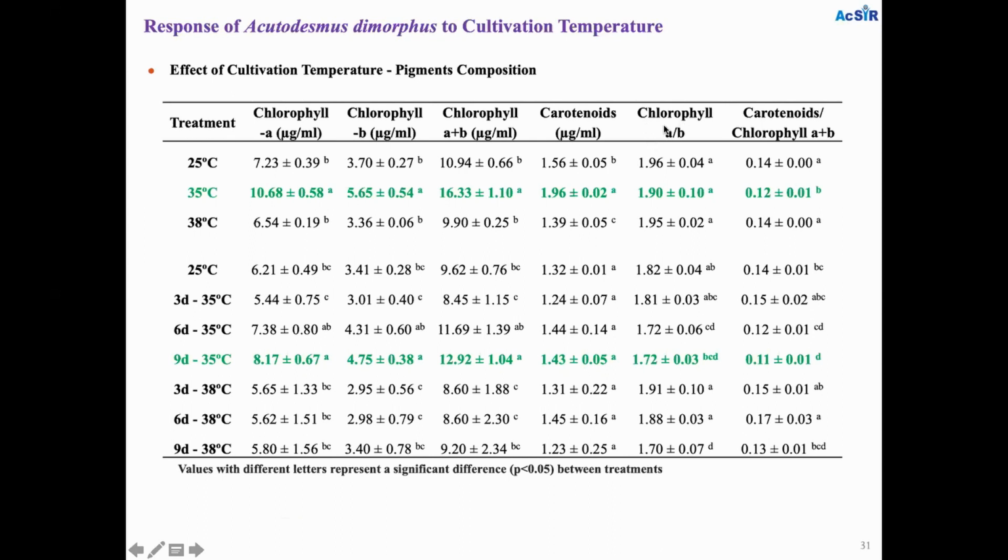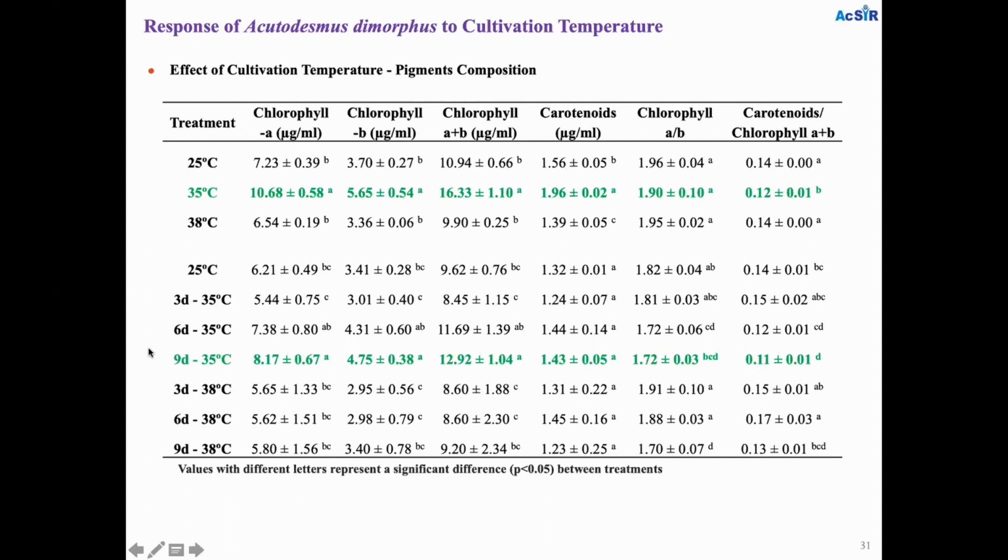Also, the ratio of chlorophyll A by B, as well as carotenoids by chlorophyll A plus B, is lowest at 35 degrees centigrade. These ratios are used as an indicator of the stress condition. The higher the ratio, the higher the stress for the cell. So at 35 degrees centigrade, as you can see, this ratio was the lowest.